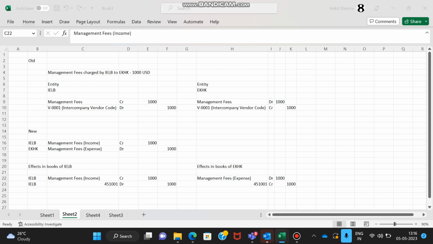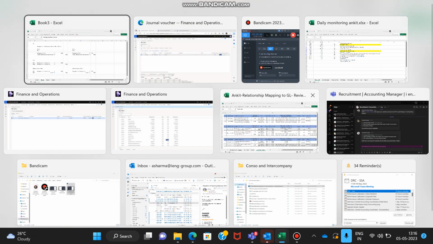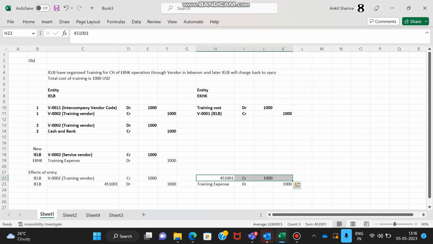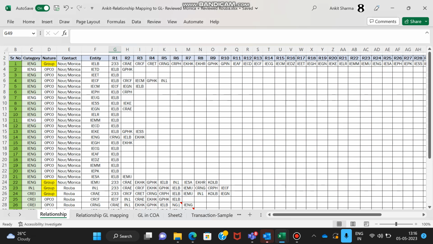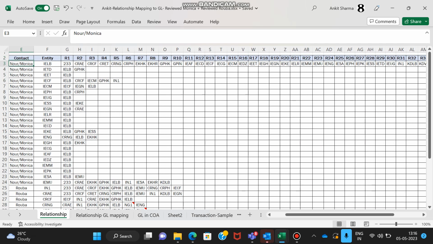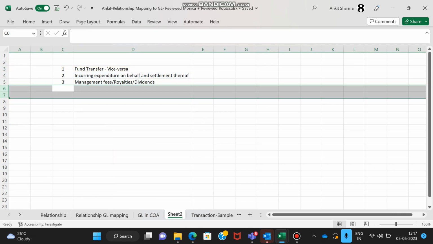In this process, we have already identified all the entities who have relationships. An entity can have how many relationships? All the relationships are established, and for each relationship we have assigned the GL. So whenever the transaction takes effect, the GL automatically becomes effective. That's how it operates.